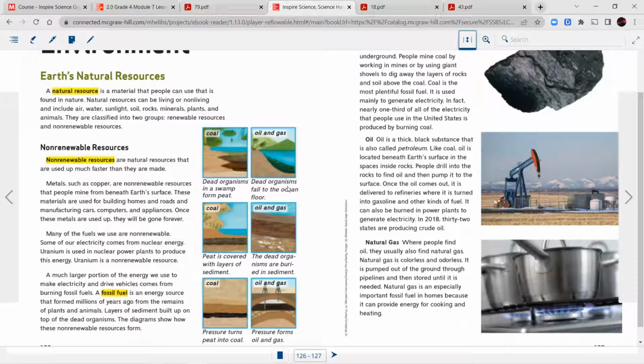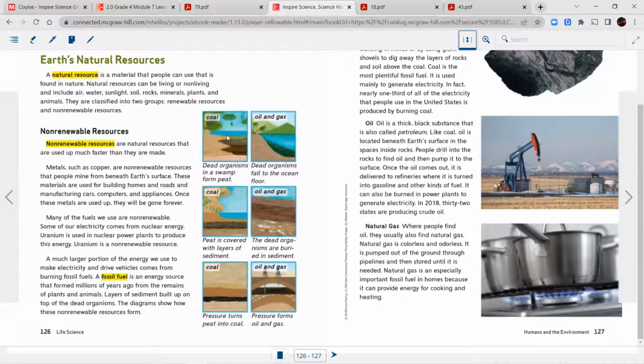Layers of sediment build up on top of the dead organisms. These diagrams show how these non-renewable resources form. So let's take a look. Here we have coal, and then we have oil and gas. So dead organisms in swamps form peat.